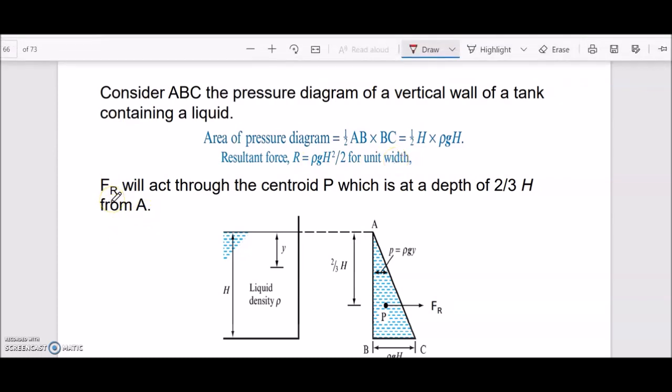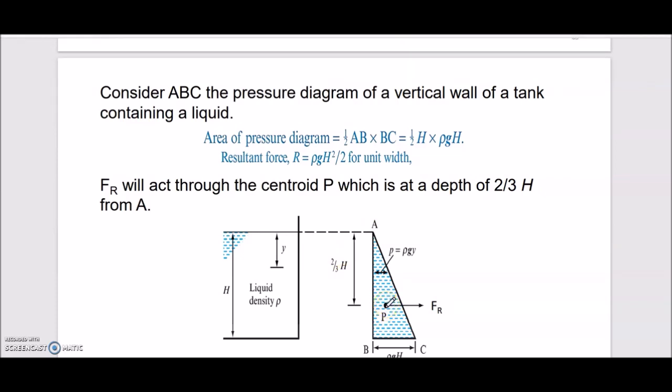The resultant force will act through the centroid, which is at a depth of 2/3 of H from point A. So from point A, the resultant force acts at 2 over 3 H, and what remains is 1 over 3 to the bottom. So it acts from the top A at 2 over 3 H. The location of the centroid P is at 2 over 3 H from the top A.